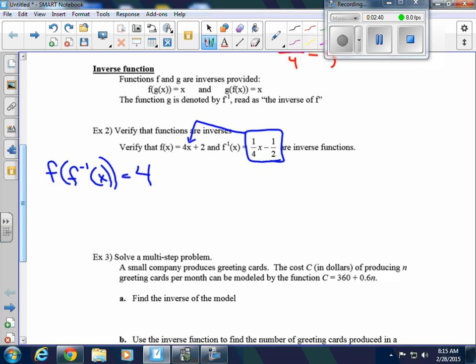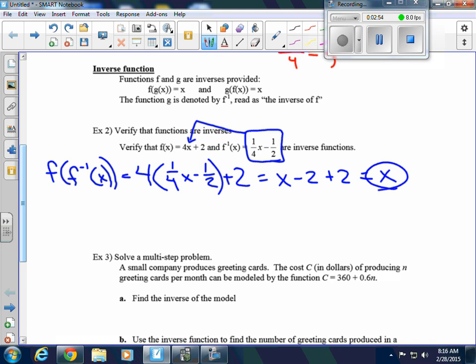So we're going to go 4, now instead of x, we're going to write the 1/4 x minus 1/2, and then plus 2. So from here, we do our distributive property. So we're going to get x minus 2 plus 2, which equals x. And so it equals x. That's what we wanted it to do.